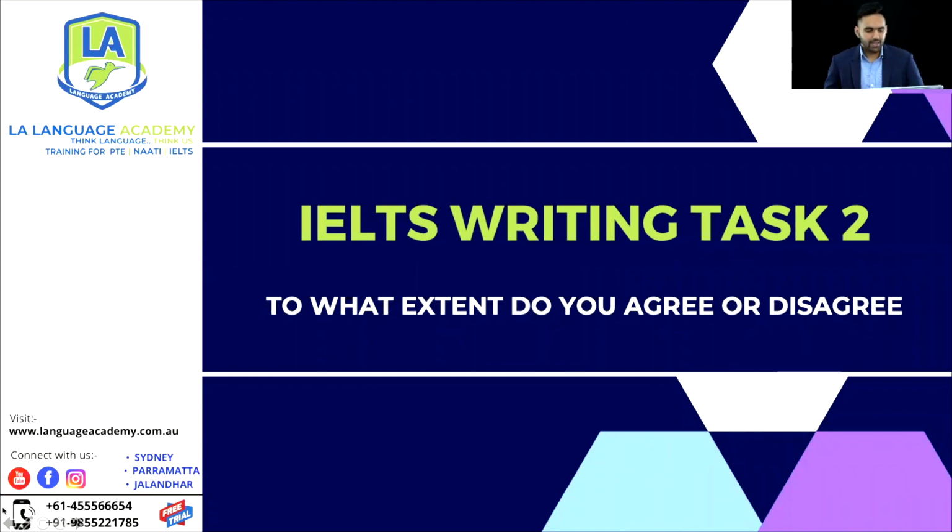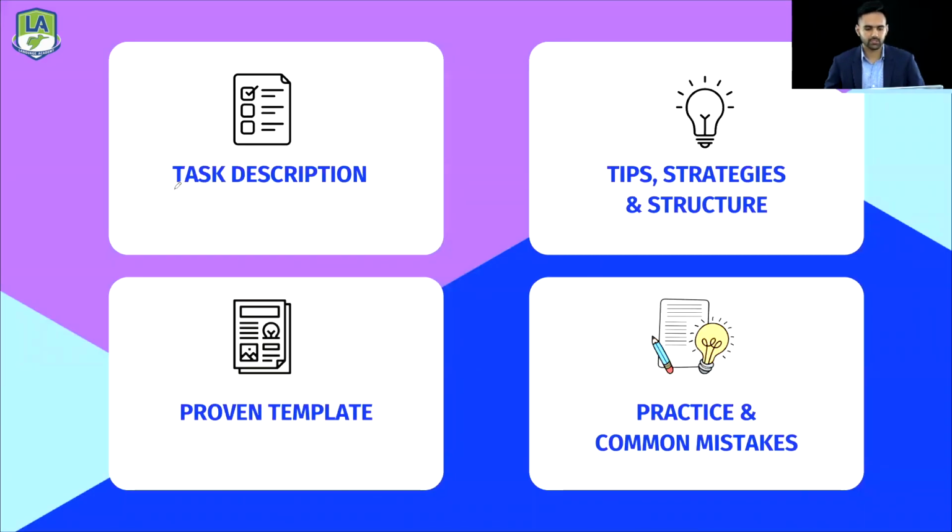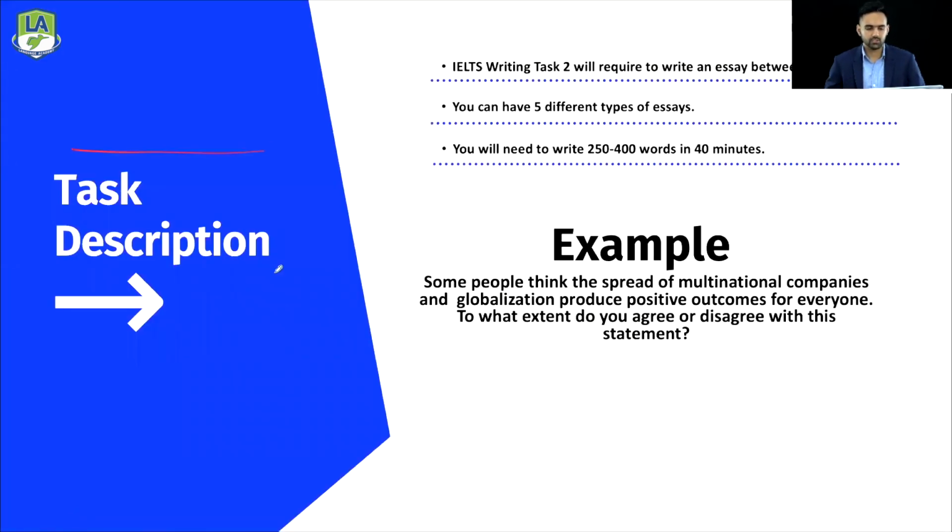So we have got IELTS Writing Task 2, the "to what extent do you agree or disagree" type of essay. We are going to look at the task description, then tips, strategies, and structure, then a proven template, and then I'm going to write one essay and tell you a few common mistakes. I'll go slightly fast over here.